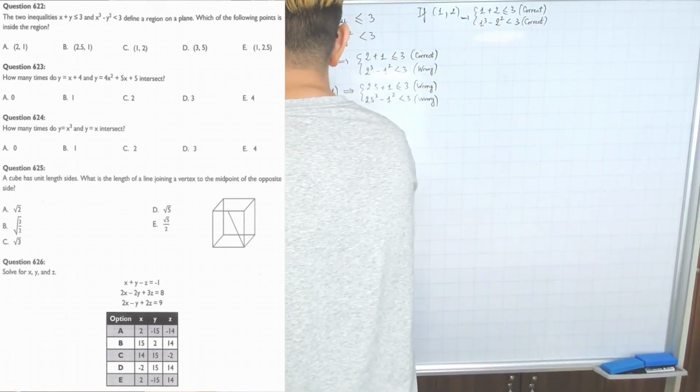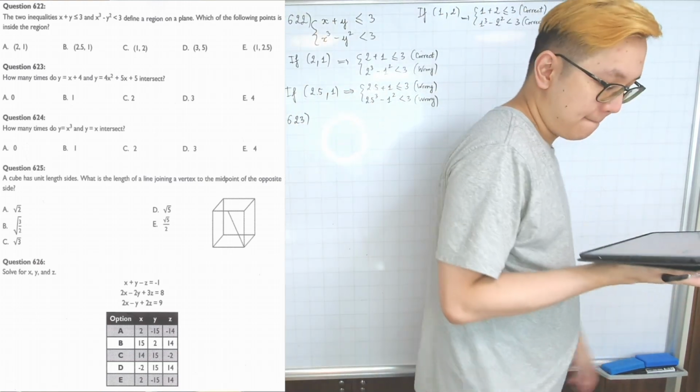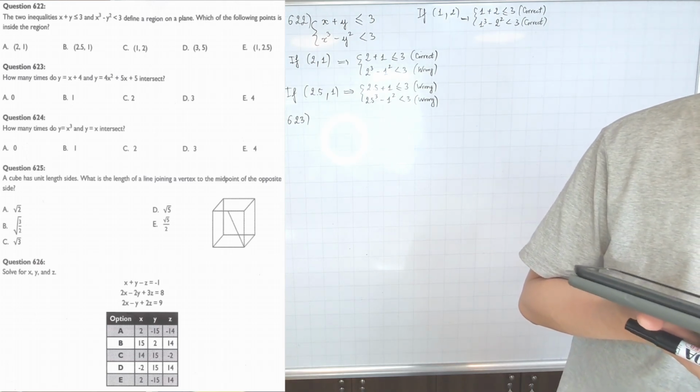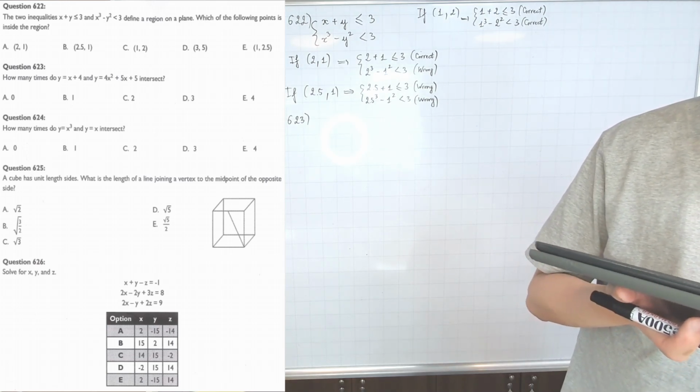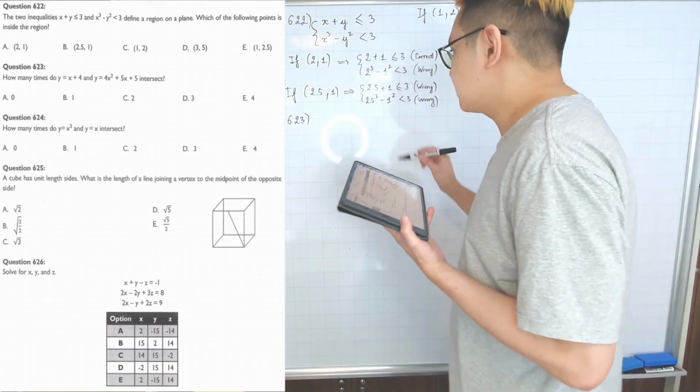Okay, question 623. They ask you how many times x plus 4 and y equal to 4x squared plus 5x plus 5 intersect.